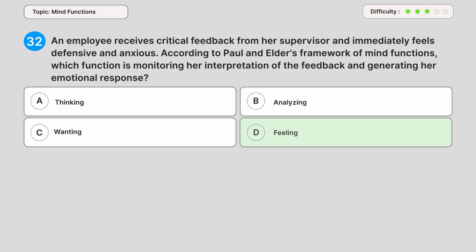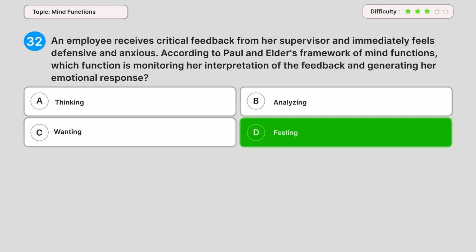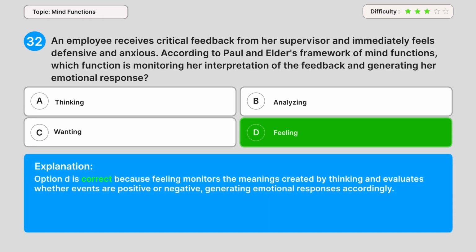Correct answer, D. Feeling. Explanation. Option D is correct because feeling monitors the meanings created by thinking and evaluates whether events are positive or negative, generating emotional responses accordingly.